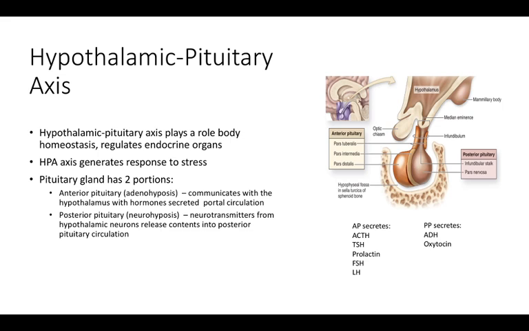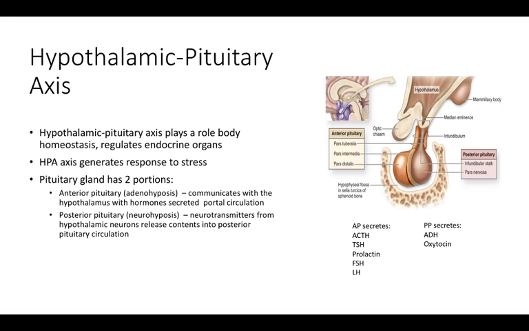The pituitary gland itself has two distinct portions. These are both functionally and embryologically different in their origins. So the anterior pituitary communicates with the hypothalamus via hormones which are secreted into the portal circulation. It secretes ACTH, TSH, prolactin, LH, and FSH.